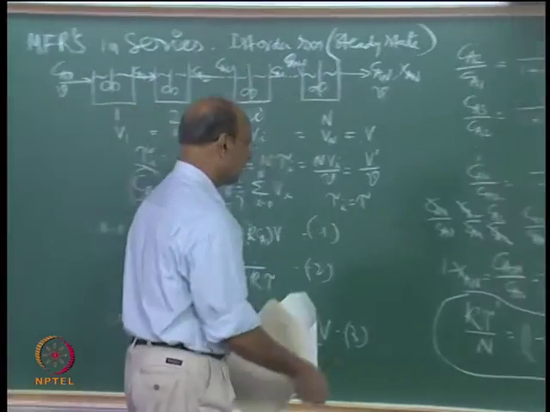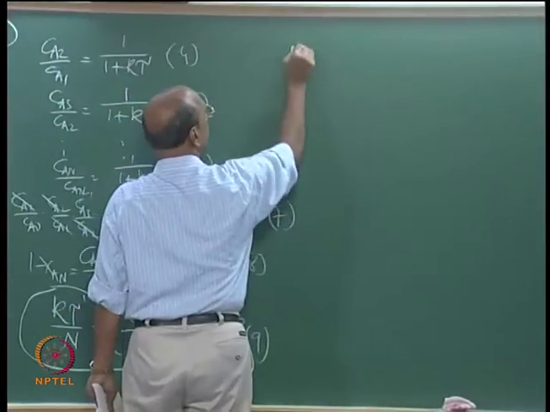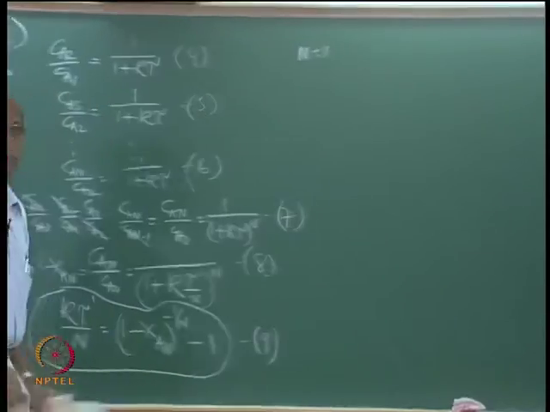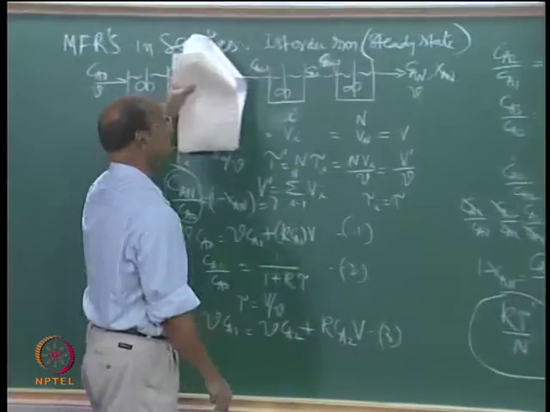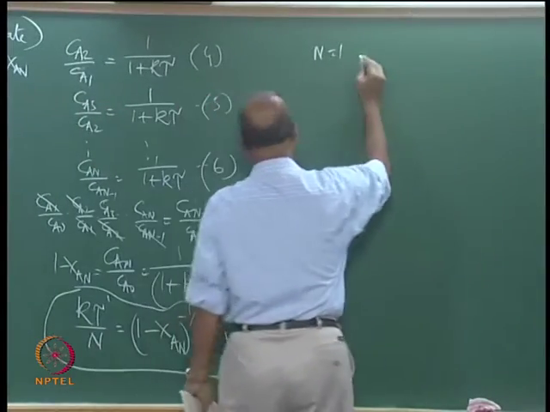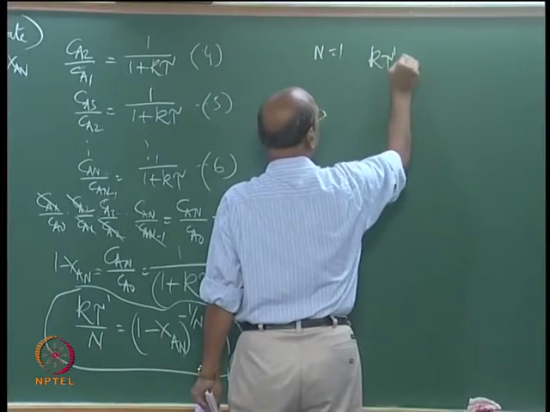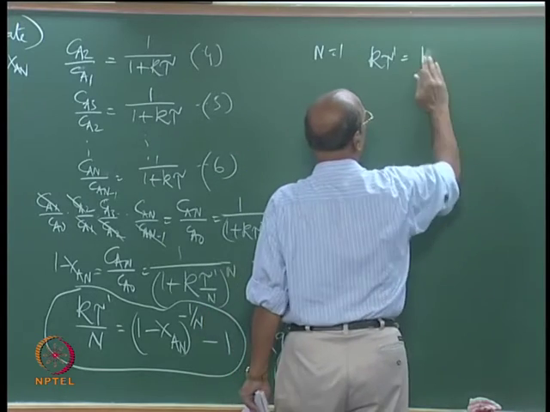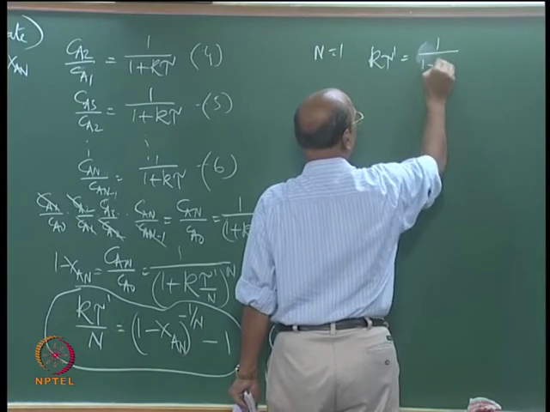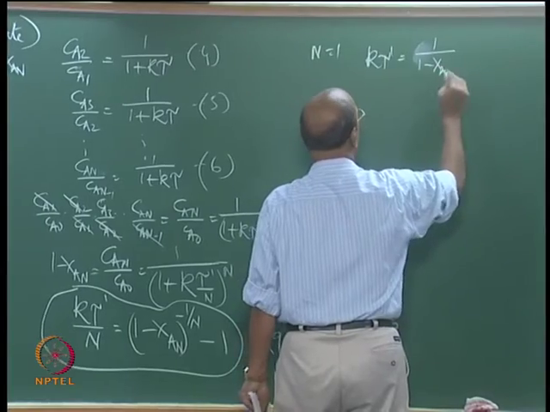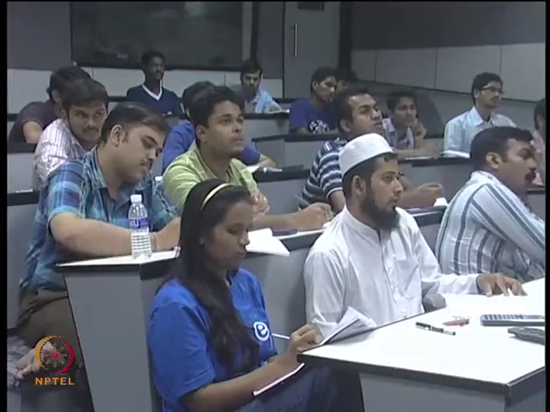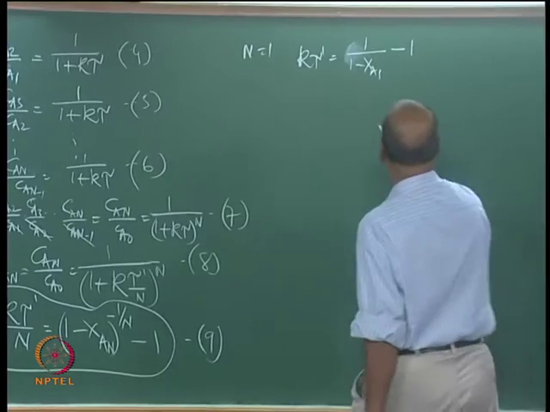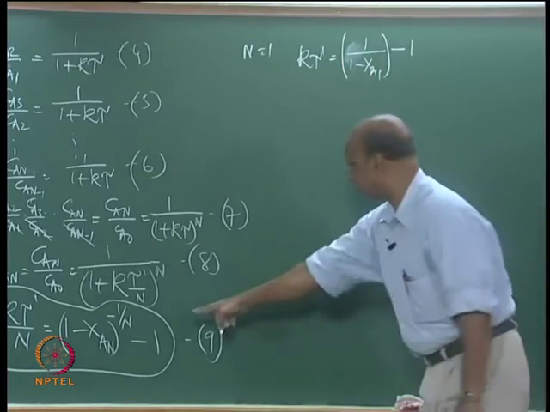So, now for this equation, for n equal to 1, what is the equation? That means I have only just one reactor, n equal to 1, that means all these things are not there. So, for n equal to 1, K tau dashed equal to 1 by 1 minus XA1, for example, minus 1. Okay, that is all. I am simply substituting that one there.